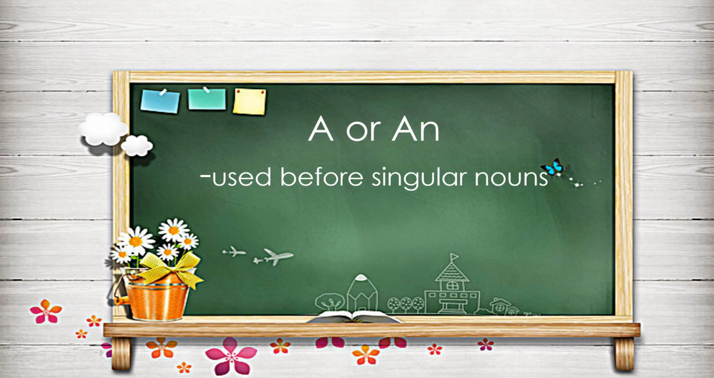Talking about singular nouns, we use the determiners a or an. We use a or an before singular nouns. The two have a difference.